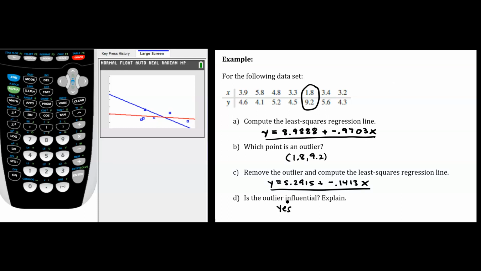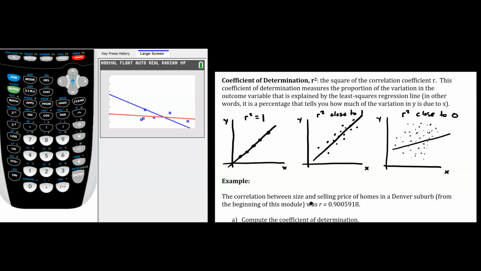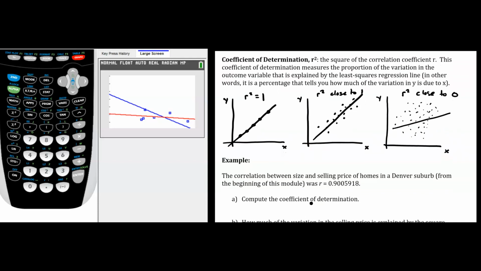Now, a lot of times students wonder, well, how do you know? Is there a cutoff or a threshold? There actually is not. This is very subjective, but most of the time, when you remove an outlier, it will impact the shape of your regression line. And as long as it's more than a very small change, then we're going to say that the outlier is influential in this class. Okay, let's take a look at one final topic, and that's called the coefficient of determination.